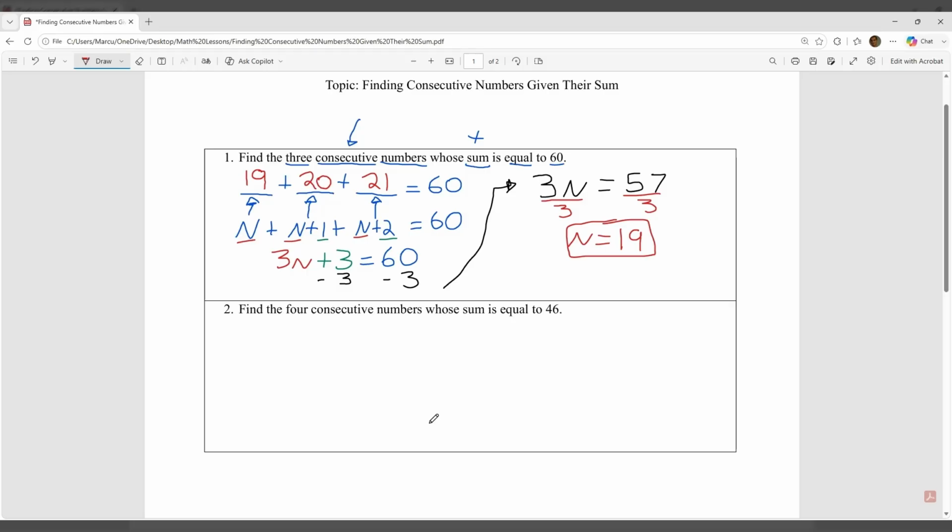Welcome back, everyone. Now we're going to go over question number 2. So similar to question 1, you're going to list your numbers. However, notice this time you have 4 consecutive numbers instead of 3. That means you're going to have 4 blanks. So blank plus blank plus blank plus one more blank, and that's going to add up to 46.